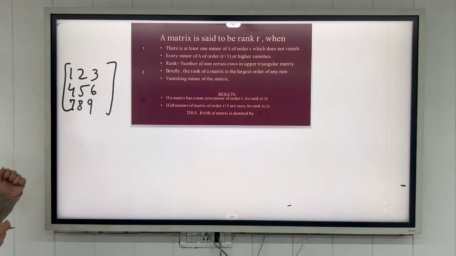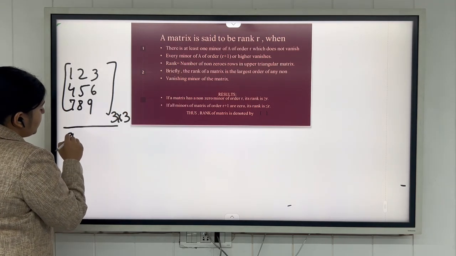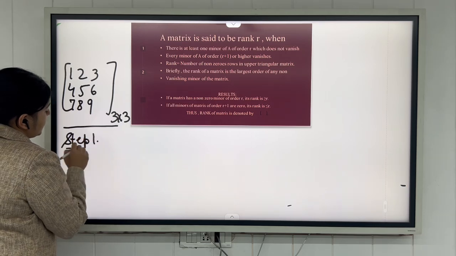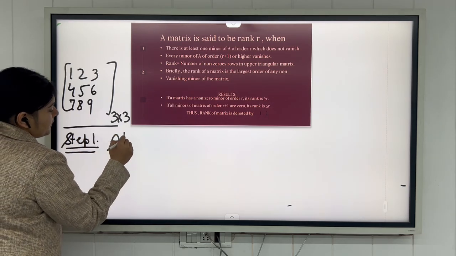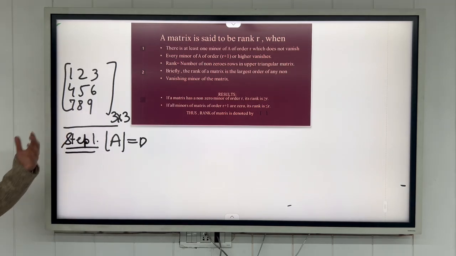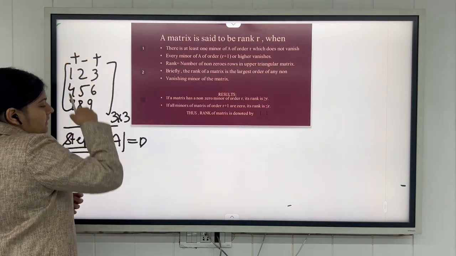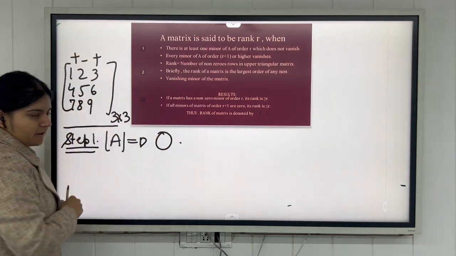Okay. Now, in this case, you have 3 rows and 3 columns. Fine. So, step number 1 that you have to choose is calculating the determinant. There are innumerable methods to find the determinant. You can use the short trick also, but if I use the traditional method, we will apply it in such a manner. So, you will be getting the determinant 0 here.